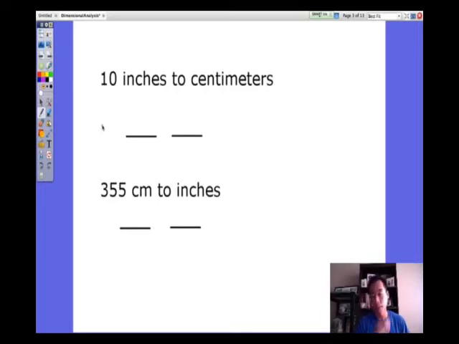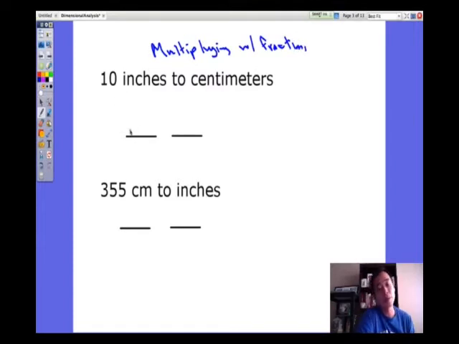Okay. So next we're going to do 10 inches to centimeters using dimensional analysis. There are a couple ways to do this without using dimensional analysis, but I'm going to start you guys off with simple conversions, and then we'll start doing multiple conversions at once. So remember that when we're doing dimensional analysis, we are multiplying with fractions. So I went ahead and set up the 2 fraction bars so you can see that.